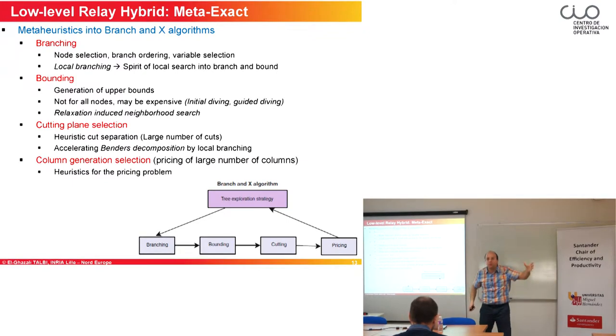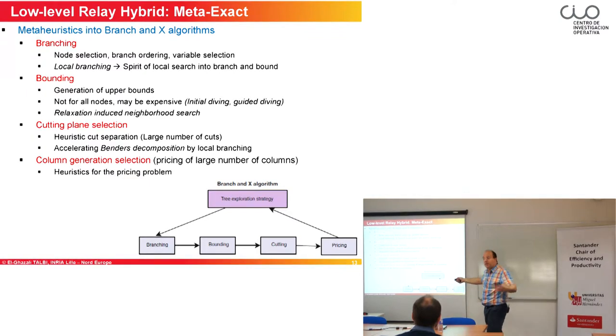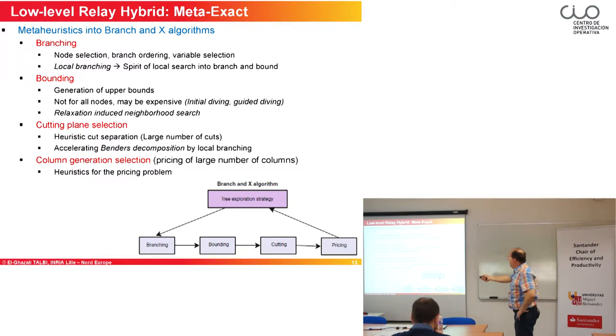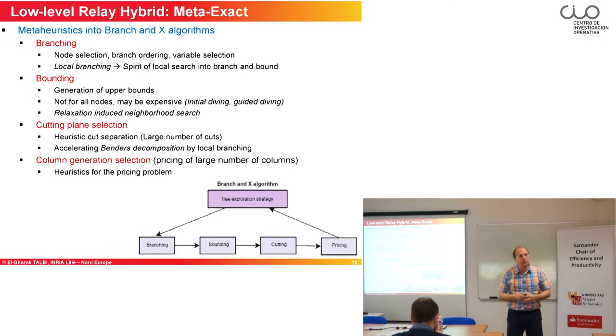Instead of using very simple heuristics, for instance depth first, or something like this, let's use metaheuristics to guide us to more efficient answers. For instance, local branching is today a very popular idea in mathematical programming. What is local branching? It just uses local search within branch and bound. And believe me, local branching is now implemented in all CPLEX solvers. Those ideas are implemented. Bounding: we have to generate upper bounds. We can use heuristics to generate upper bounds.